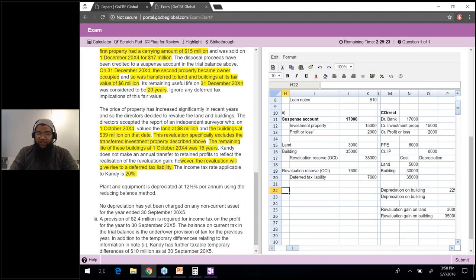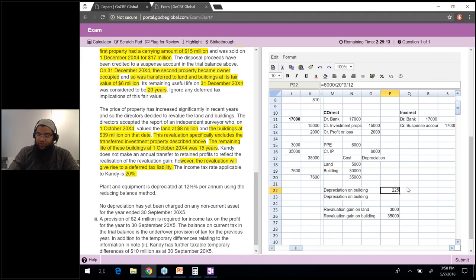Now we also need to charge the depreciation on the building, for which the question said that the remaining life was 15 years. Now we have already calculated the depreciation on 6,000. So it is equal to 39,000.